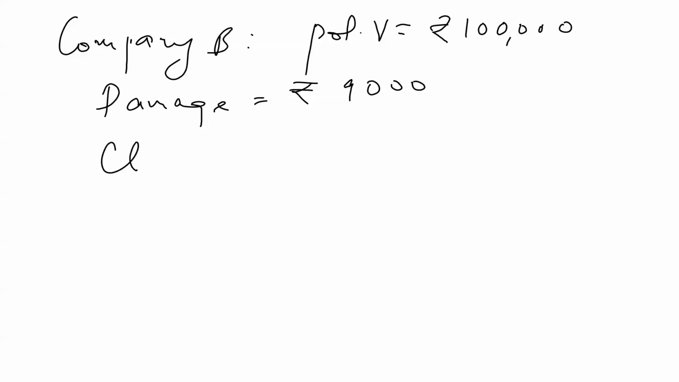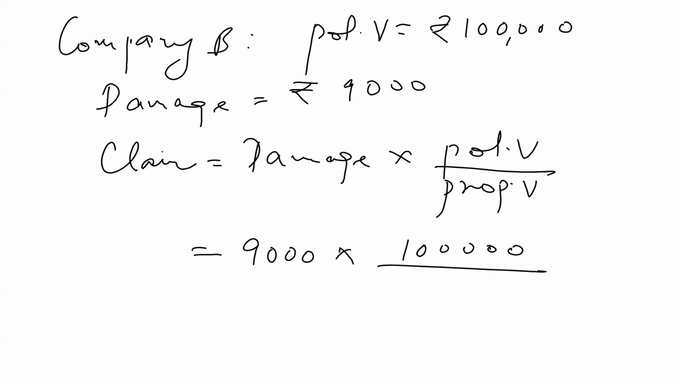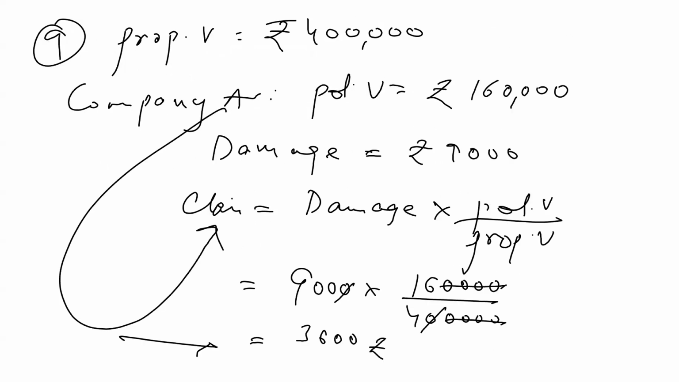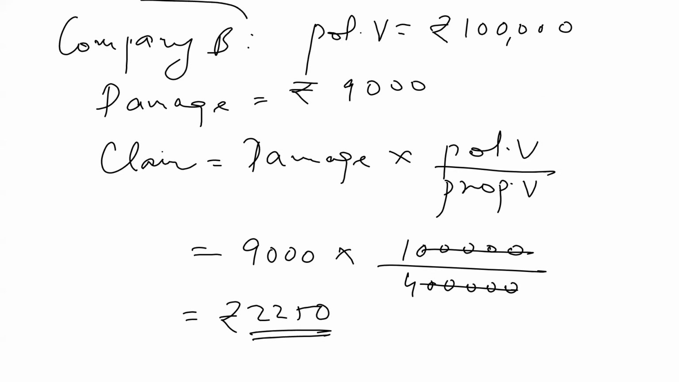Claim is equal to damage into policy value upon property value. So the damage is 9,000. Policy value is 1 lakh. The property value is also fixed, and that's given as 4 lakh. So cancel the zeros. 9,000 upon 4, which is equal to rupees 2250. Right? That was for company B.